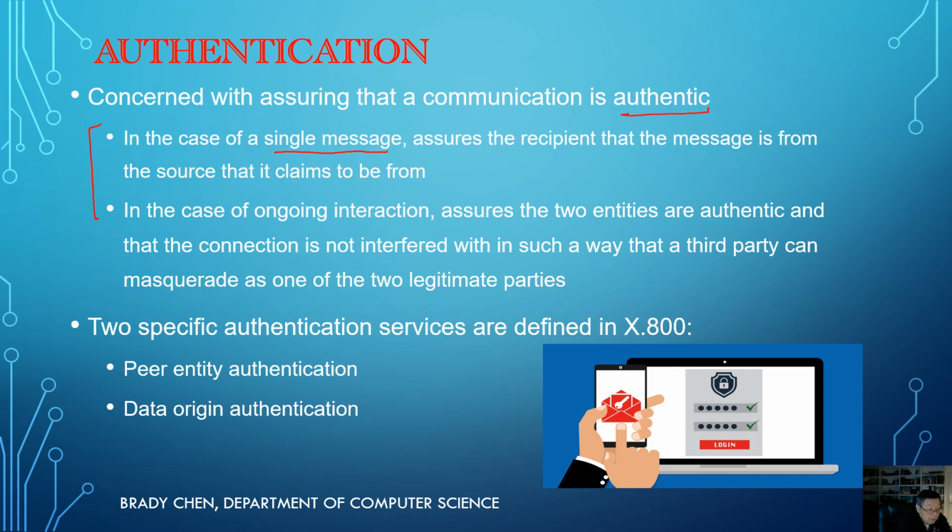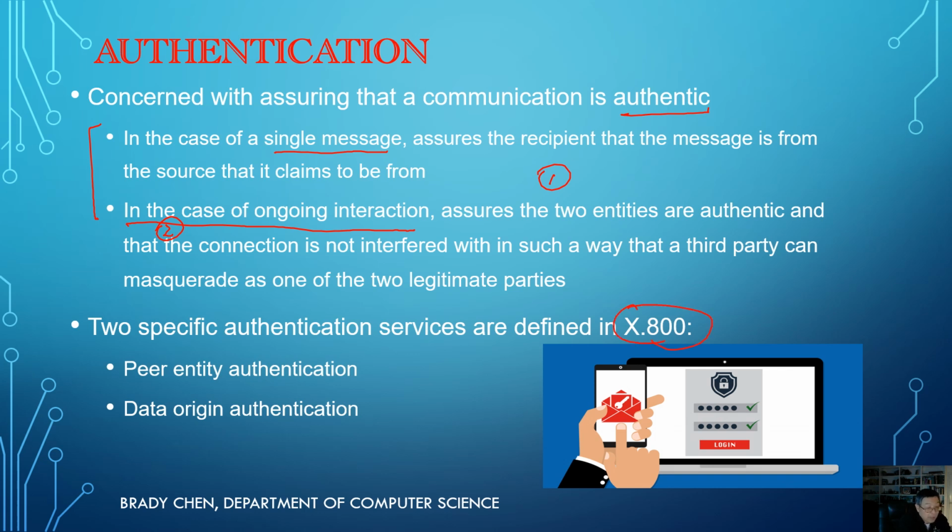Now, in the case of ongoing interaction, authentication assures that the first two entities are authentic, which basically means that each is the entity that it claims to be. So that's one. Two, the connection is not interfered with in such a way that a third party can masquerade as one of the two legitimate parties.